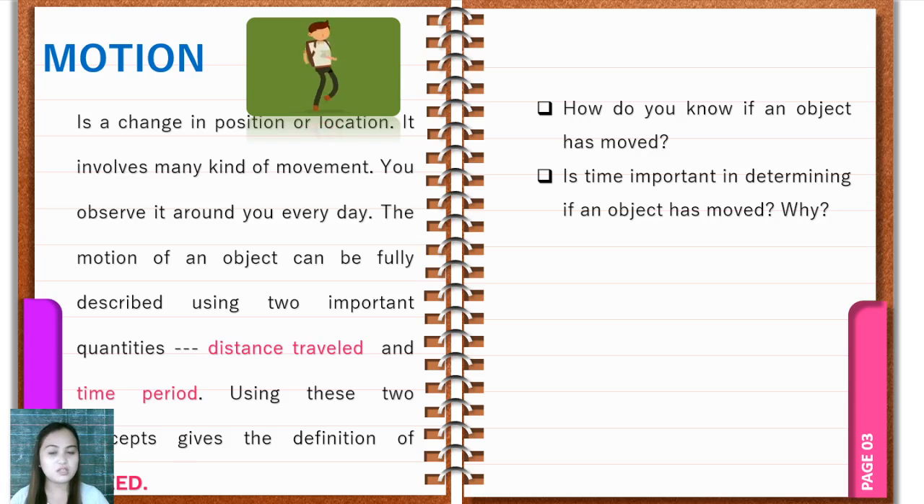Using these two concepts gives the definition of speed. That is why we will tackle speed later, how to find speed. Questions. How do you know if an object has moved? Is time important in determining if an object has moved? Why?